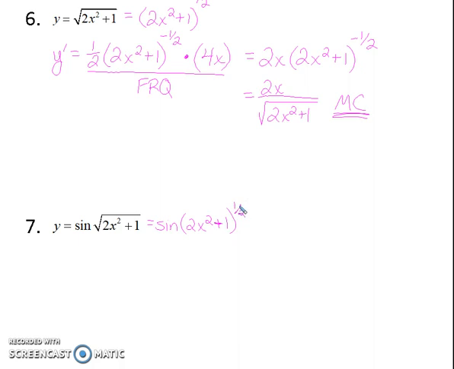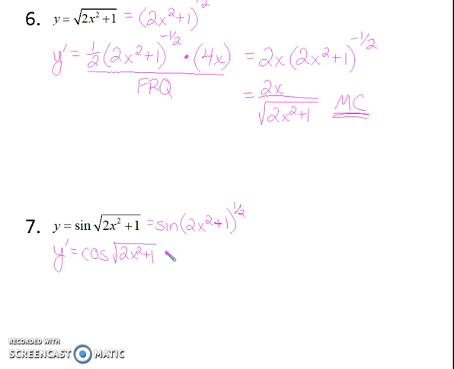Okay, so here you notice the outermost function would actually be sine. So when I go to take the derivative of sine is cosine of what I was taking the sine of. So that would be of the square root of 2x squared plus 1. I would then multiply that by the next layer, which would be 2x squared plus 1 to the 1/2.